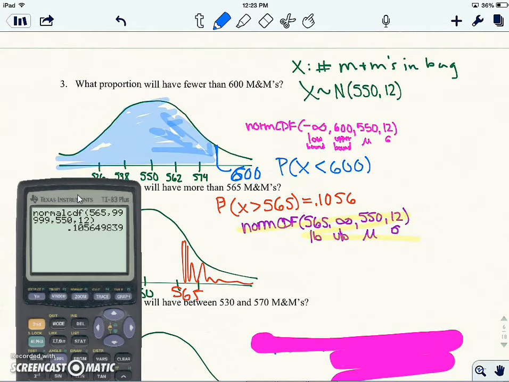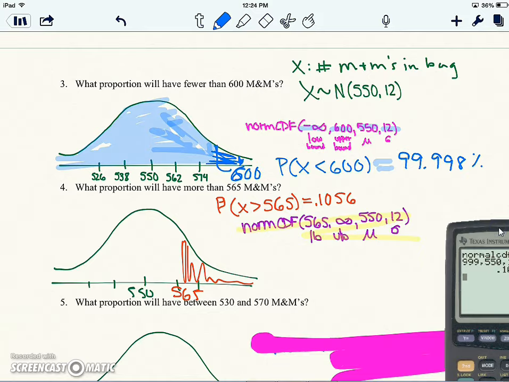All right, so this is again what I would put in the calculator. Negative infinity to 600, 550, and 12. And if you do that, the calculator should give you about 99.998, which makes a lot of sense, because really 600 is like almost all the way up here. So there we go.